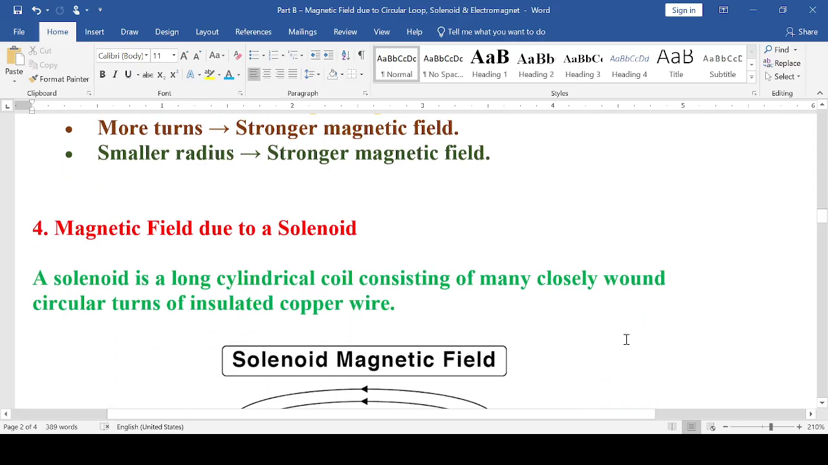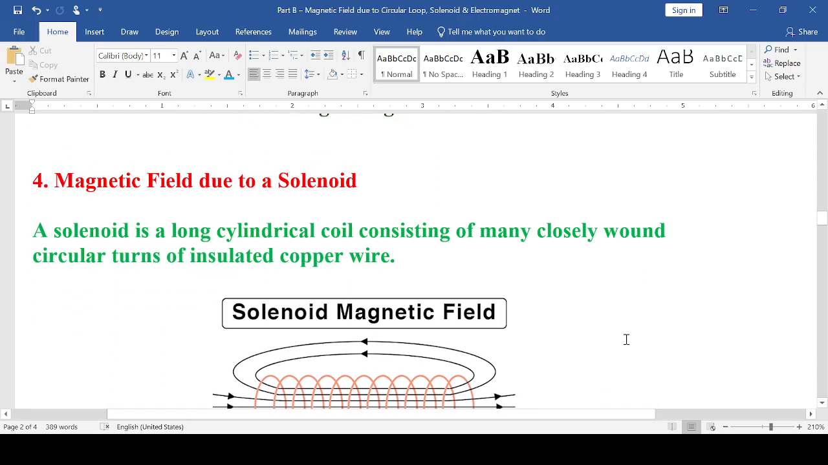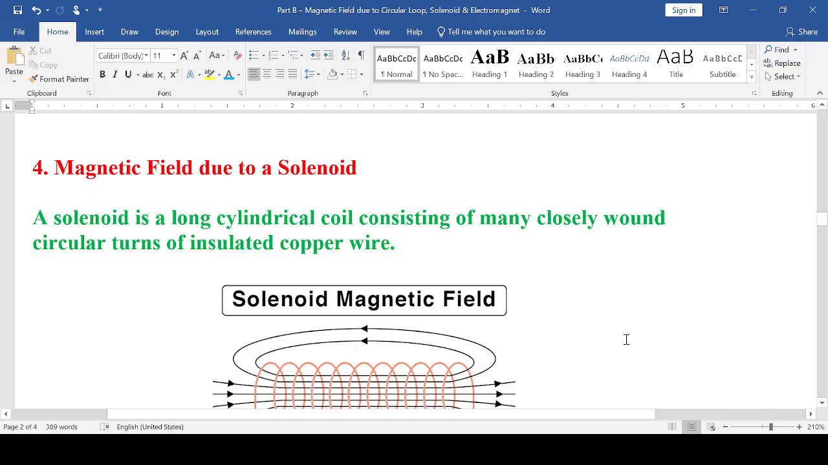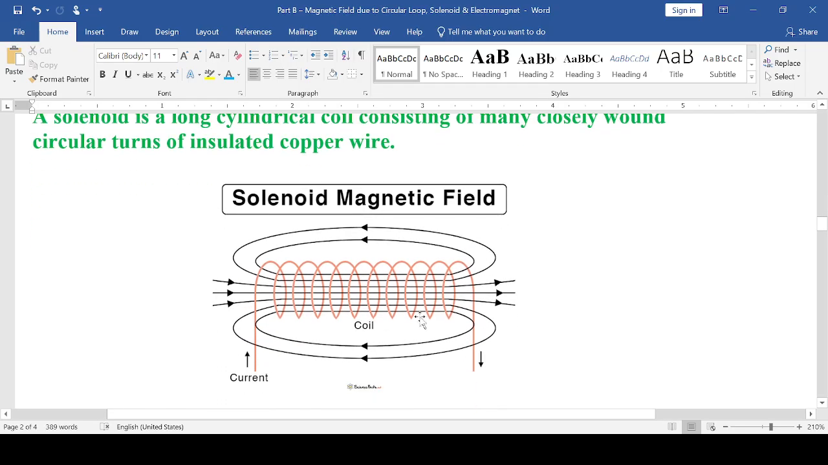Okay. Next comes magnetic field due to a solenoid. So what is a solenoid? It is a long cylindrical coil which consists of many closely wound circular turns of insulated copper wire. See, the number of turns of insulated copper wire, and this black colored one is the coil.